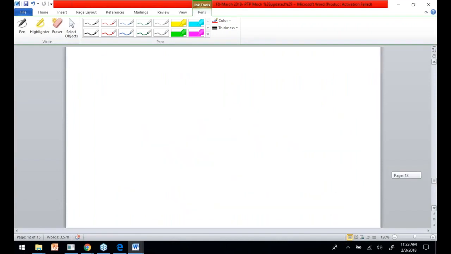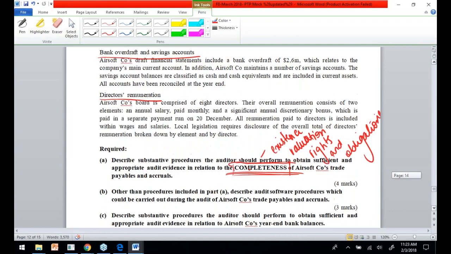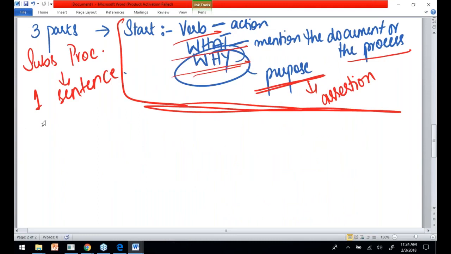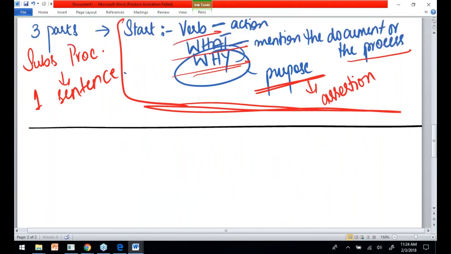Completeness. All right, I have lost it. Okay, completeness of trade payables and accruals. All right. Let's write down certain procedures and you're going to check whether these procedures are correct.